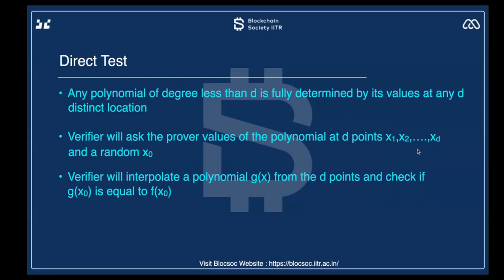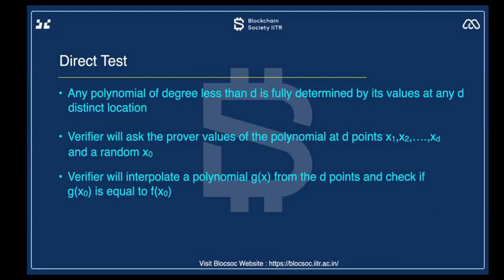So these d points allow him to compute a polynomial, and then he will calculate the value of gx0, and then compare it with the value provided to him by the prover. And if that is true, that means that the prover has actually done the computation, and so the proof is done. But there is a problem in it.